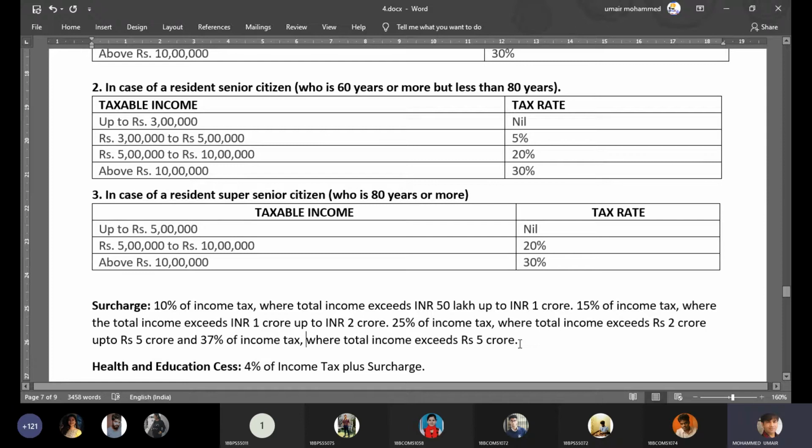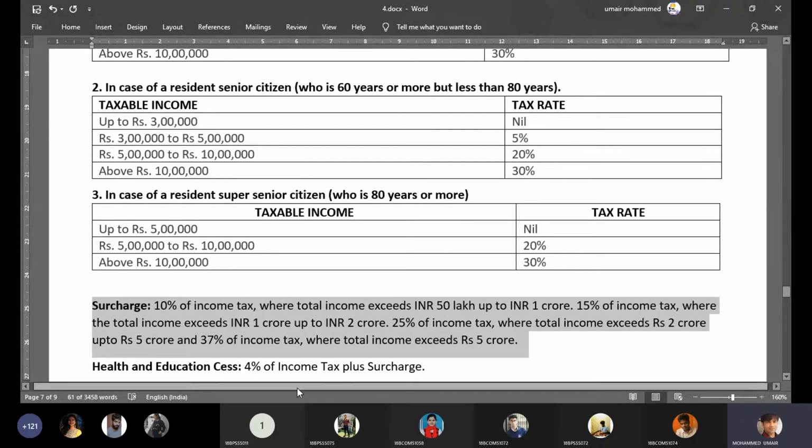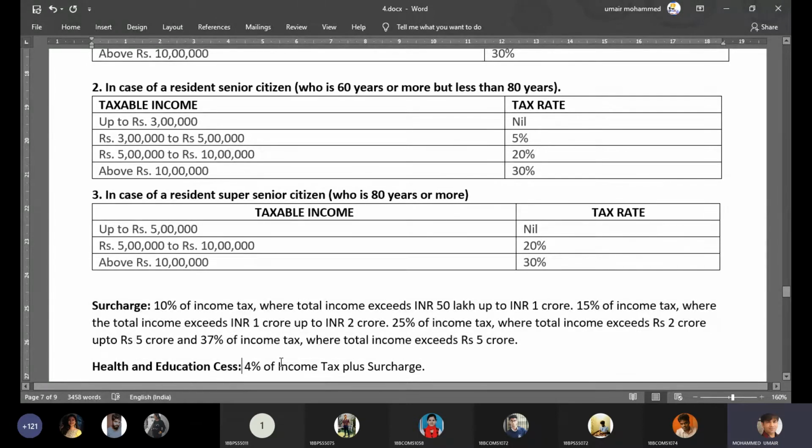Now, in addition to surcharge, you should also pay health and education cess, which is at the rate of 4%. Now, surcharge gets applicable only if you breach the limits of the total income, which is mentioned here. But as far as health and education cess is concerned, it is applicable to everybody. Whatever your income may be, you have to pay health and education cess. But surcharge, you should pay only if your income exceeds the threshold.